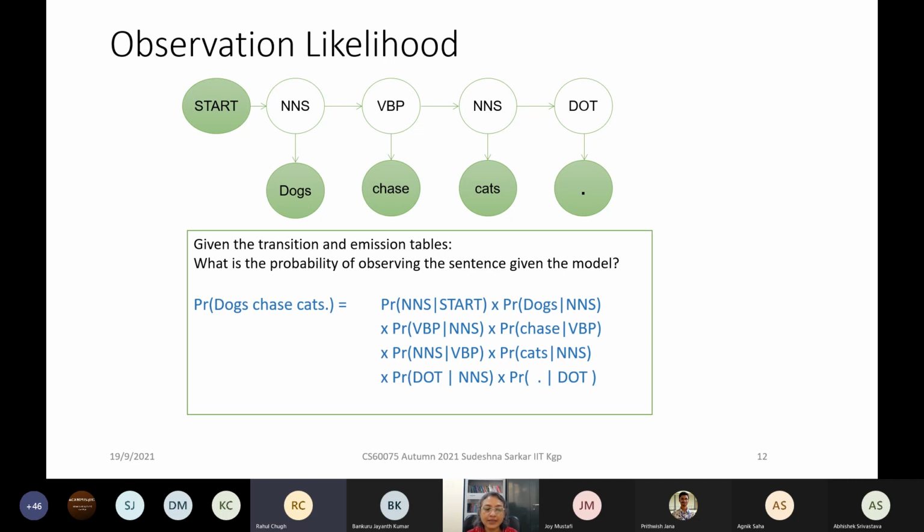You're absolutely right. If you are not given the tag sequence, you have to take the marginal probability. Because, for example, dogs could be noun or adjective. Let us say chase could be verb or noun. There could be multiple ways of decoding this sentence with different probabilities, and we have to marginalize over all the probabilities. So you are very right. And this is again posed as a dynamic programming problem, and we can solve it by taking the summation.